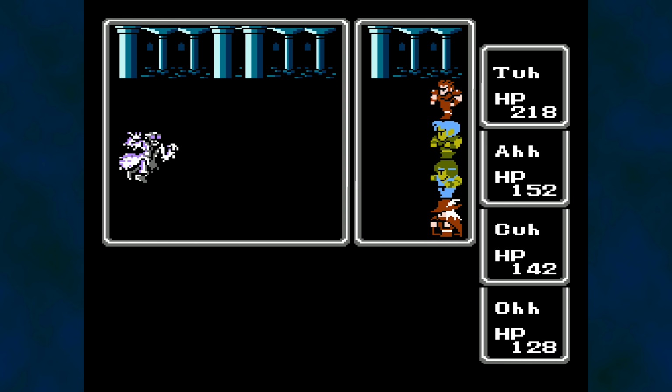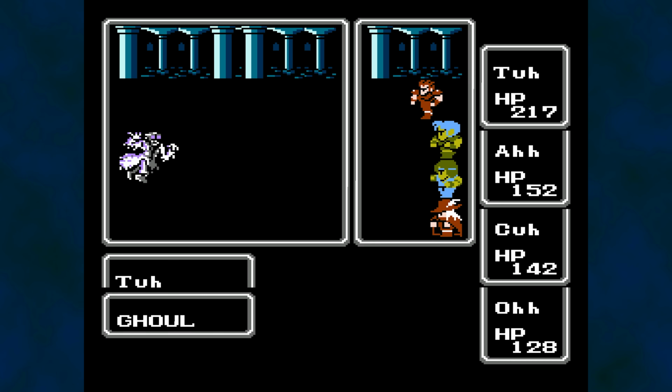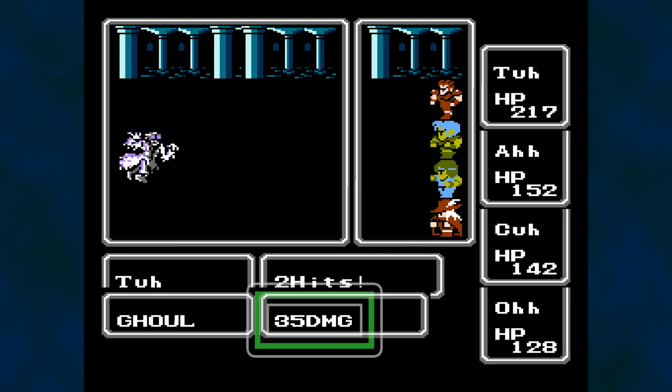Okay, let's break down a player attack. In this battle, the party faces a single ghoul enemy. We'll focus on our knight's attack. He dealt 35 damage. How did we get that number? Let's run it again with the battle log.